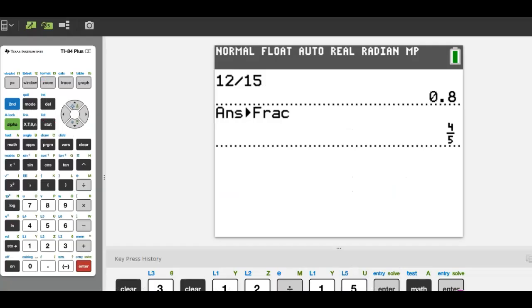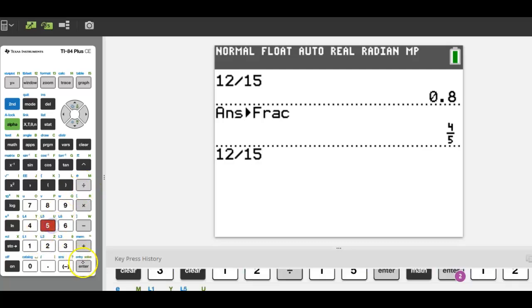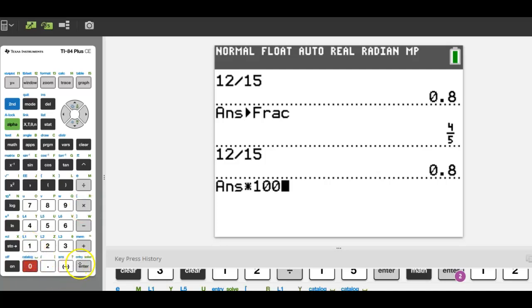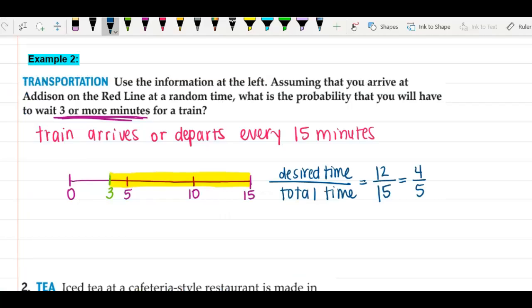If we wanted to convert this to a percent, we could again type in 12 divided by 15. We get 0.8 again, and we could multiply this by 100. Multiplying it by 100 moves the decimal 2 to the right, and this is really equivalent to 80%. Okay, so all of these are acceptable answers: the simplified fraction would be 4/5, and the percent would be 80%.